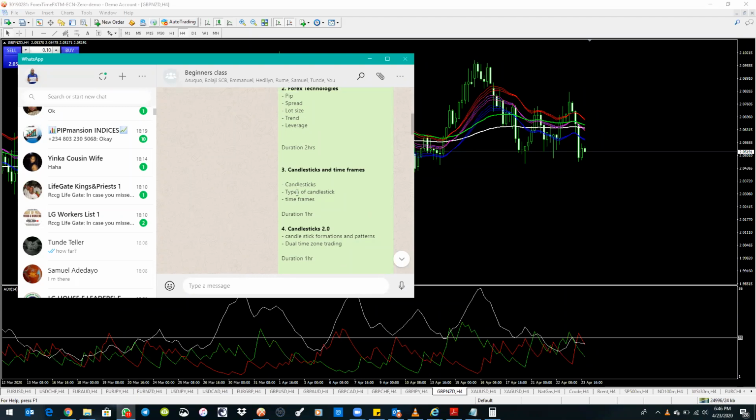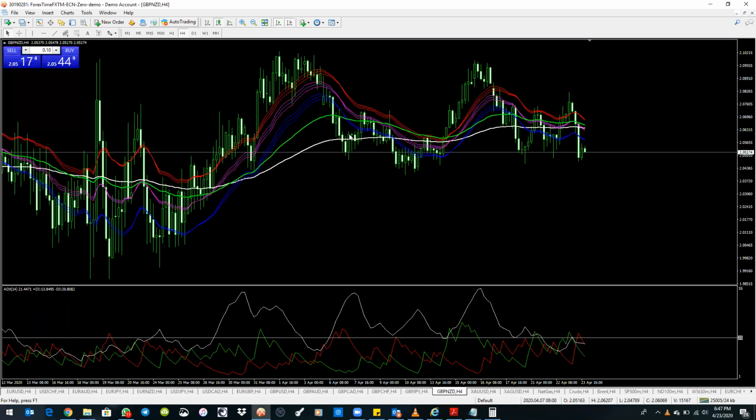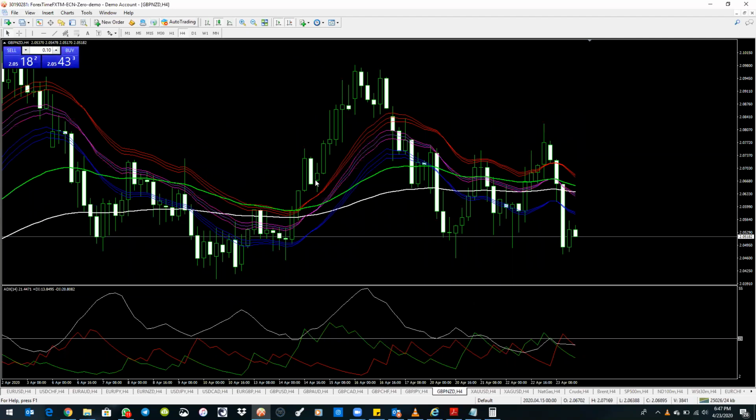That is the candlesticks, types of candlesticks and time frames. So let me just introduce you guys to a little bit of candlesticks. We have what is called Japanese candlesticks, which is basically what you are looking at on the screen. You can see some are colored black and some are colored white. Each of those candles represents the market activity within a particular period.